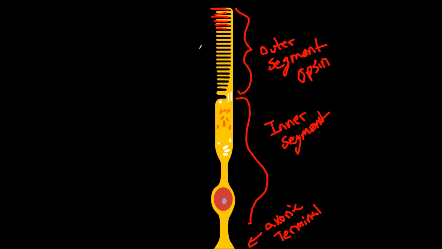So actually all the color or all the light sensation is happening in this outer segment where the opsins are, in these many stacks of folded membranes in the cilia. Then we have signal transduction and passing in the inner segment and axonic terminal. And that's the basic makeup of a vertebrate ciliary photoreceptor.